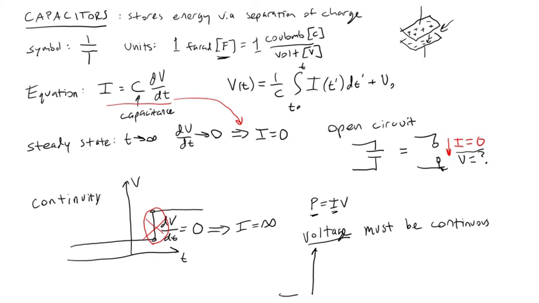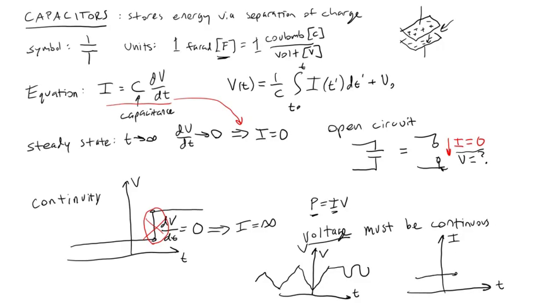So I have a graph, voltage versus time. The slope doesn't have to be continuous. I can have a triangle wave, for example, or a sine wave or whatever, but there are no jumps. The voltage is always continuous at every point. That does not necessarily have to be true for the current. So that's voltage versus time. I can have jumps in current over a capacitor, but that doesn't make anything infinite.